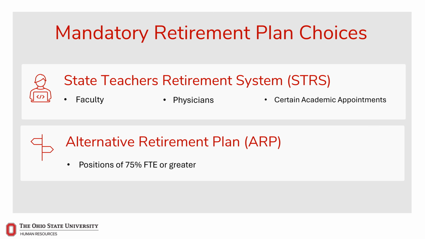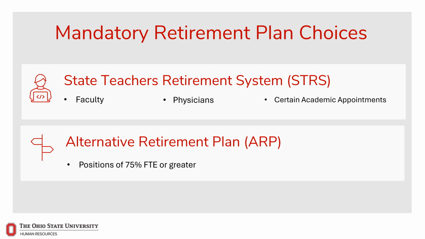At Ohio State, your retirement program eligibility is based on your appointment type and your full time equivalency, or FTE. If you are a faculty member at Ohio State, which includes faculty, physicians, and certain academic appointments, you will participate in the State Teachers Retirement System, or STRS.